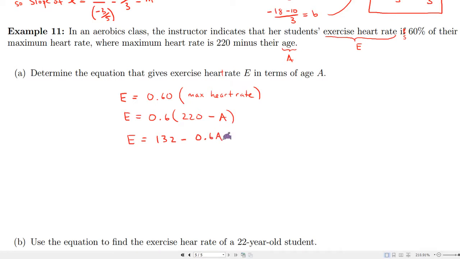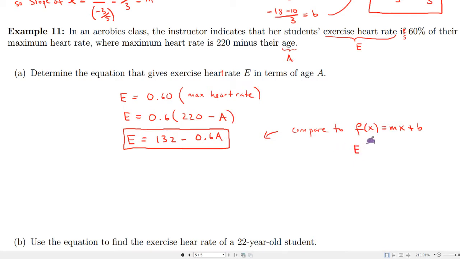If you look at this, this is actually a linear function, right? Comparing it to f of x is equal to mx plus b, what we have here is E in terms of the age. E, the exercise heart rate, is in terms of the age, and that would be negative 0.6A plus the 132. So just so you could see how this compares: in this case, the variable is the age, and the function is the exercise heart rate.